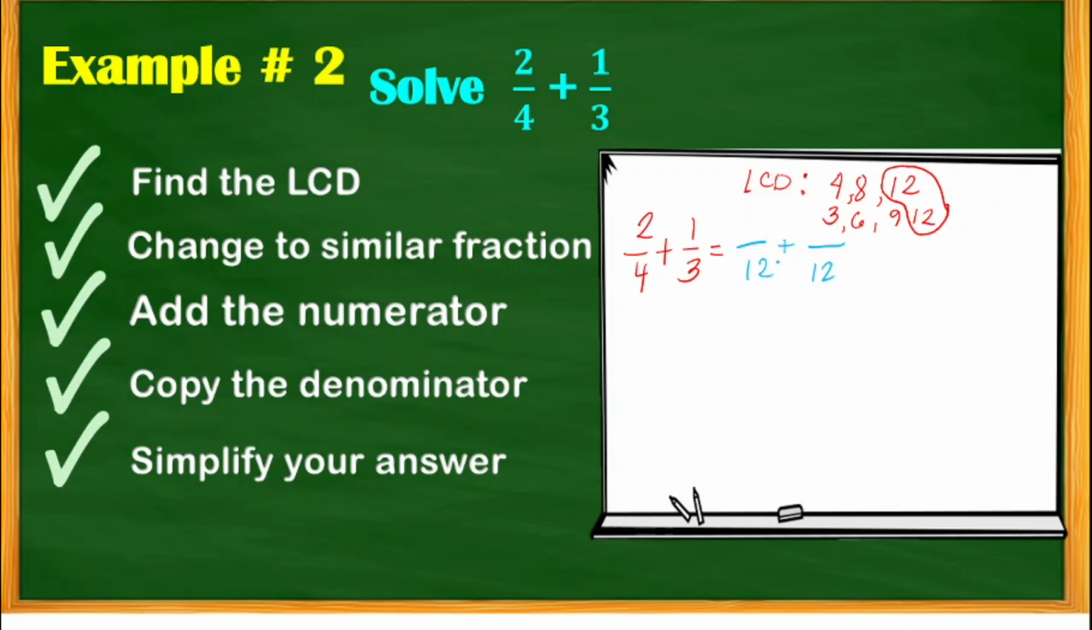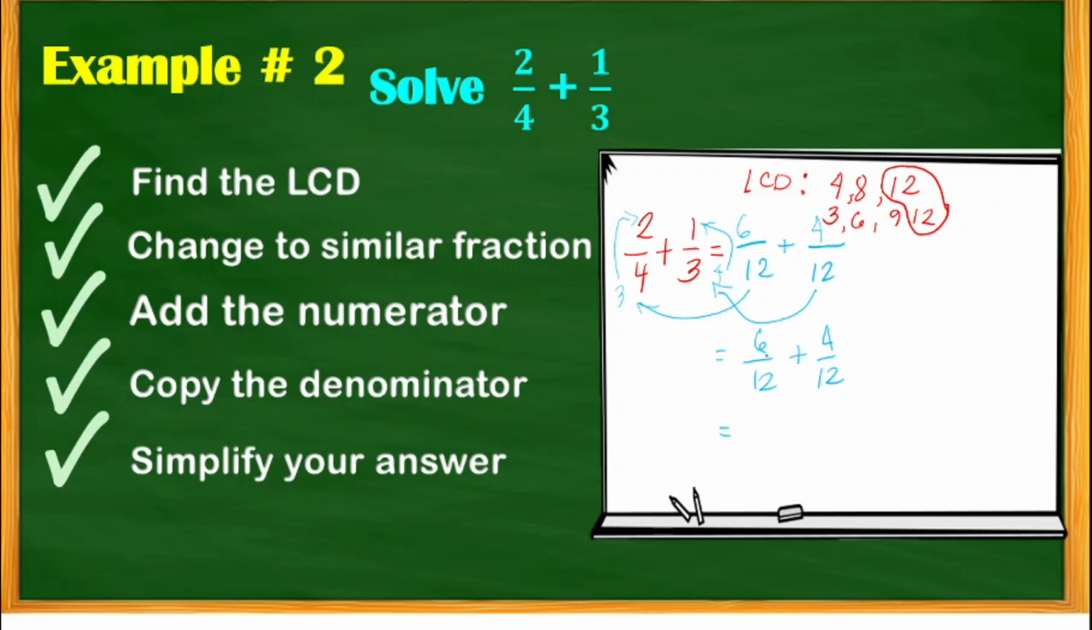Change to similar fractions. 12 divided by 4, the answer would be 3. And then 3 multiplied by 2, the answer would be 6. And then 12 divided by 3, the answer is 4, and 4 multiplied by 1 is 4. Now we have the similar fractions 6/12 plus 4/12.